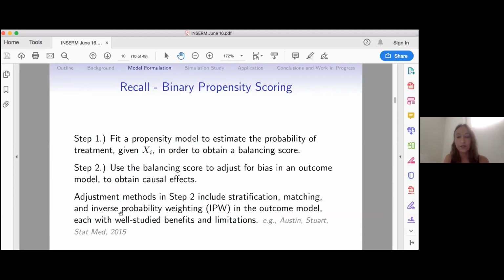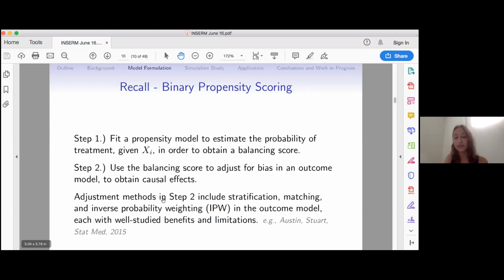For binary propensity scoring, it's actually very simple, assuming your conditions for propensity scoring are met, which we won't get into. But in step 1, you fit a propensity model to estimate the probability of treatment T given X, and that is your balancing score. So you simply fit a logistic regression in step 1, get your p hat, probability of treatment given your confounders, and that's your balancing score to be used in step 2 to adjust for bias in an outcome model for mortality, Y_i. And if that's all done correctly, you can obtain causal effects.